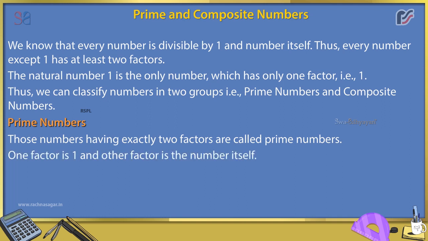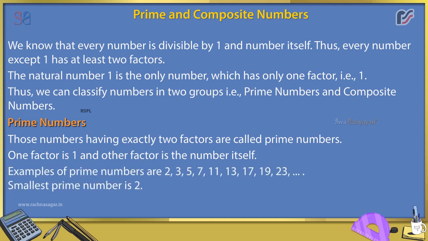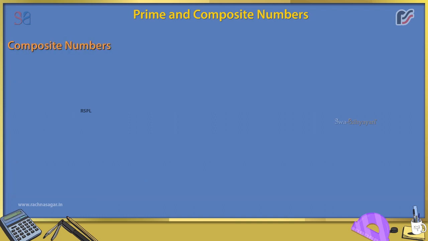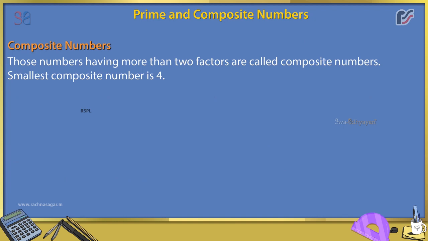One factor is 1 and the other factor is the number itself. Examples of prime numbers are 2, 3, 5, 7, 11, 13, 17, 19, 23 and so on. The smallest prime number is 2. Composite numbers: those numbers having more than two factors are called composite numbers. The smallest composite number is 4.